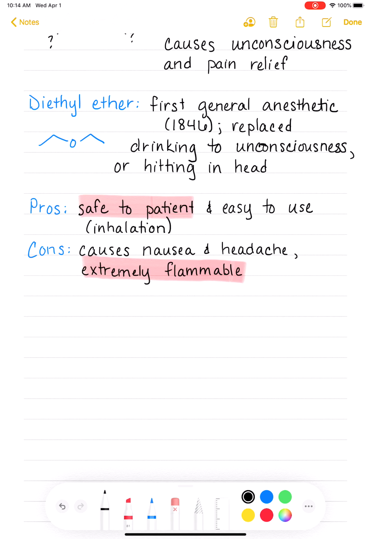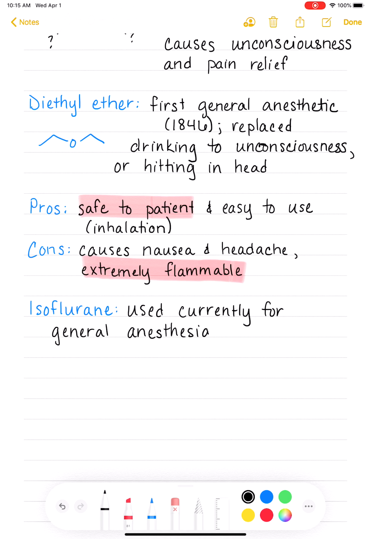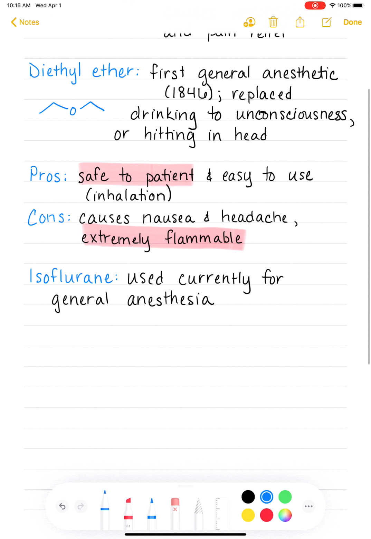I want to show you just one current anesthetic that is an ether, a small ether that's really similar to diethyl ether. This molecule is called isoflurane. It is an ether molecule. So this is one of the molecules that is used currently for general anesthesia. And let's look at the structure of isoflurane.